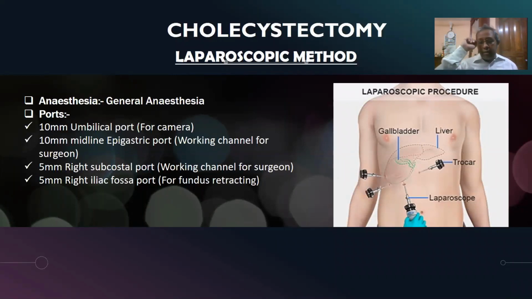And another thing is, after inflation of the abdomen, you examine where the gallbladder is and what the condition of the gallbladder is. Then you plan and go for surgery.